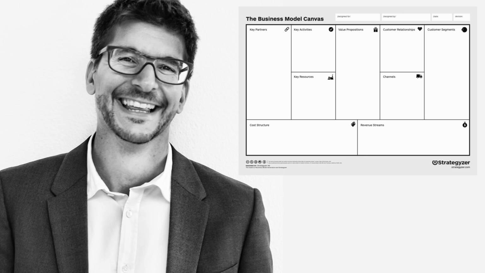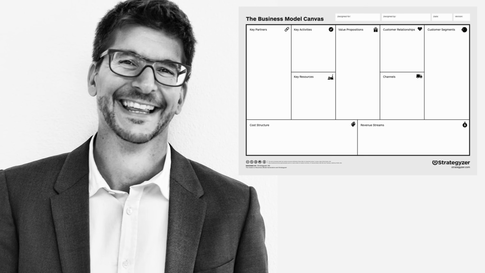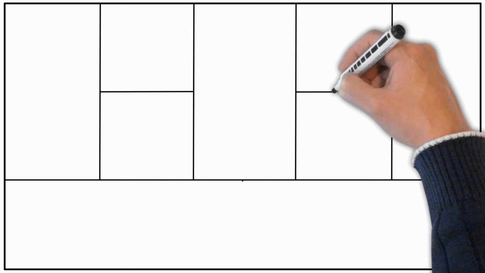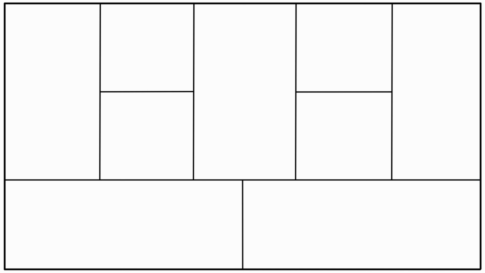In 2005, Alex Osterwalder took these dimensions and created the business model canvas, a 1-page overview of a business model. It consists of a canvas broken down into 9 components, where each component describes a part of a business model. Let's look at the 9 components and what they mean.